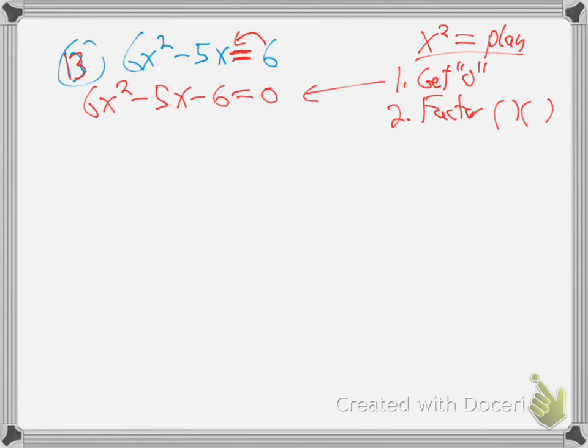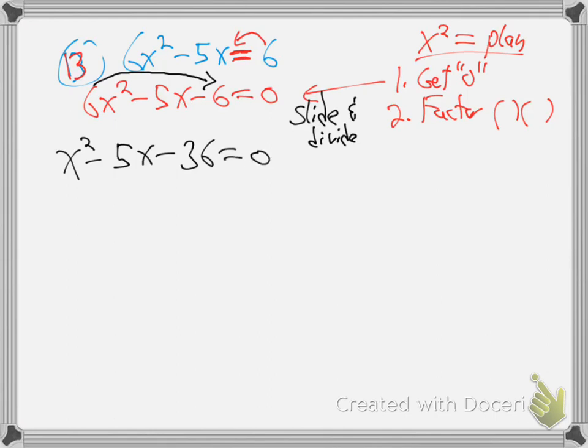So how am I going to factor this one? You guys are getting to be pros at factoring now. I've done a lot of factoring. How do we factor this one? We slide and divide, right? This is a slide. Take that 6. Whenever you have a number in the front with three terms, I should say. So with three terms, x squared, x, no x, three terms. When you get a number in the front, you slide it to the back and divide. Slide and divide. So this becomes x squared minus 5x minus 36 is 0.